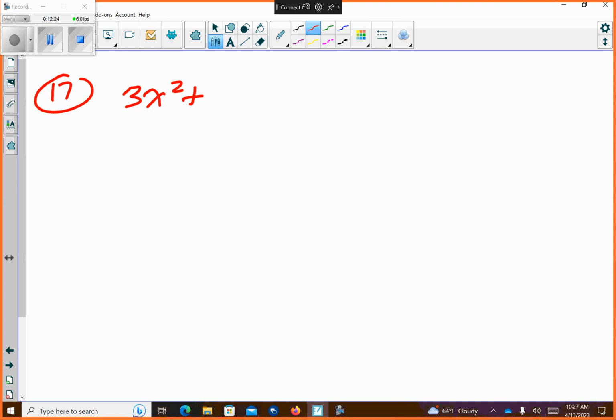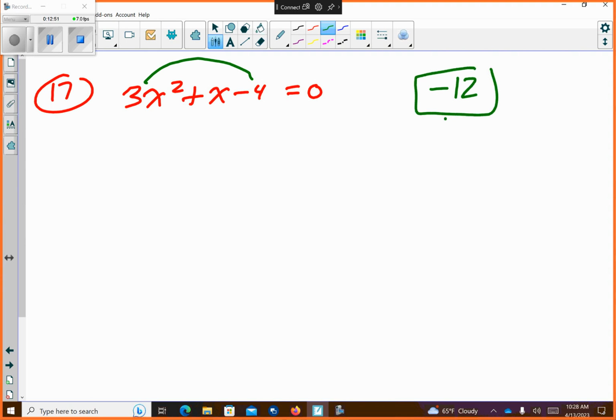3x squared plus x minus 4 equals 0. Some of you might see that could be factored. And I think this is a tougher one, but what's the very first test you would do to see if it could be factored? What do I get there? And in order to get a negative 12, I have a positive and a negative. Factors of 12 are 1 and 12, 2 and 6, and 3 and 4. Is there a way that one of those sets of factors, one being positive, one being negative, would give me a 1?